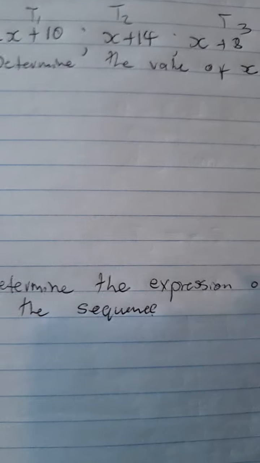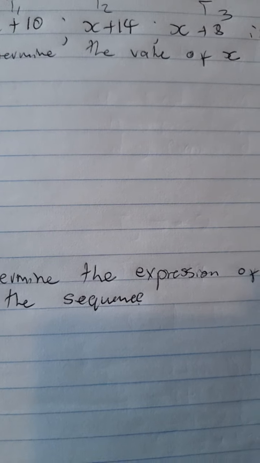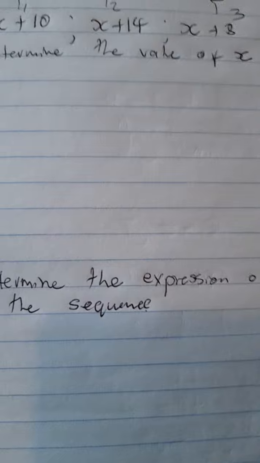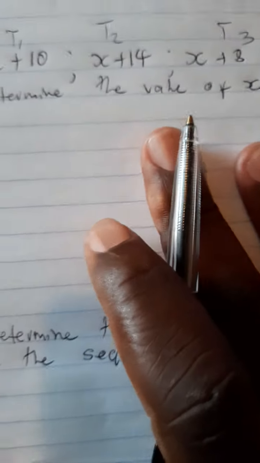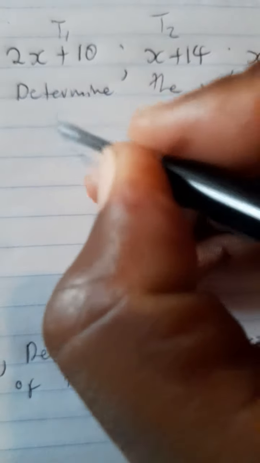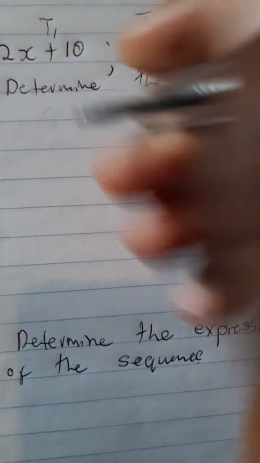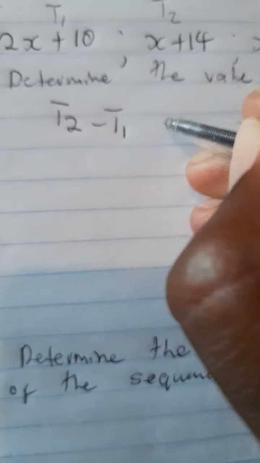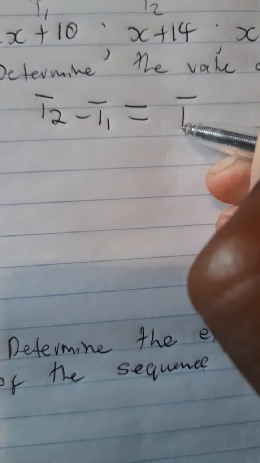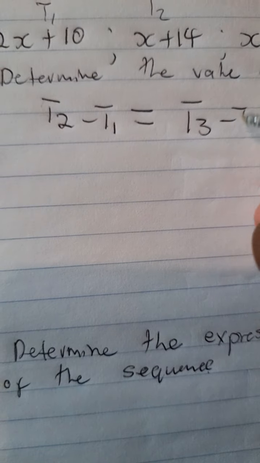Okay, so in this case, this is what you're going to do. To find the value of x here, we are going to use a constant difference. So we are going to say T2 minus T1, which equals T3 minus T2. That's what we are going to do.